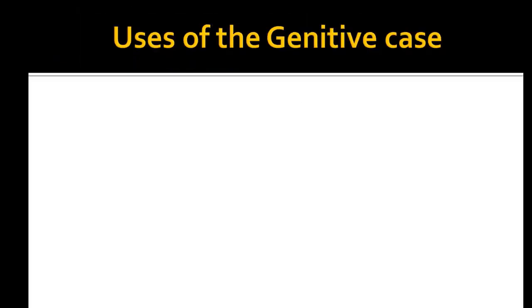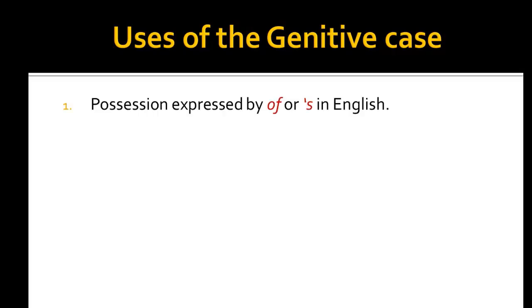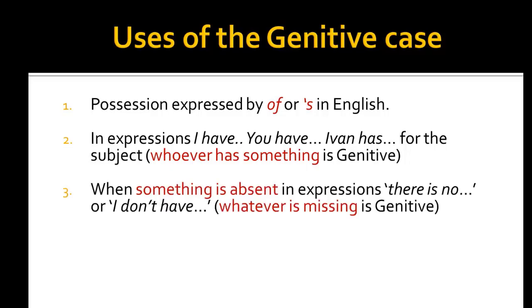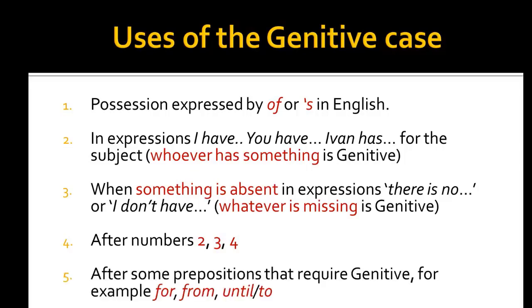Now let's review the uses of the genitive case in Russian one more time. We use genitive to express possession expressed by the preposition of or apostrophe s in English. In expressions I have, you have, Ivan has, to indicate whoever has something. When something is absent or missing, in expressions like there is no or I don't have something, for whatever is missing. After numbers 2, 3, and 4, and finally after some prepositions that require the use of the genitive case, for example, the Russian equivalents for the prepositions for, from, until, to.